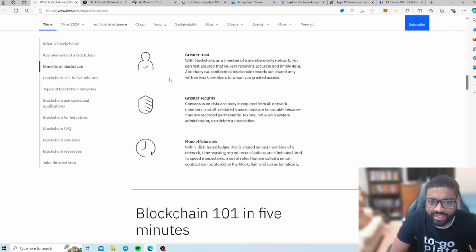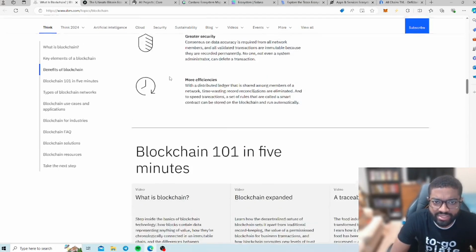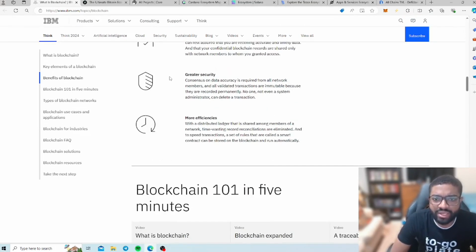Let's get to greater trust. With blockchain as a members-only network, you can rest assured that you're receiving accurate and timely data, and that your confidential blockchain records are stored only with network members who granted you access. Greater security on the data: accuracy is required from all network members, and all validated transactions are immutable because they are recorded permanently. No one, not even a system administrator, can delete a transaction.